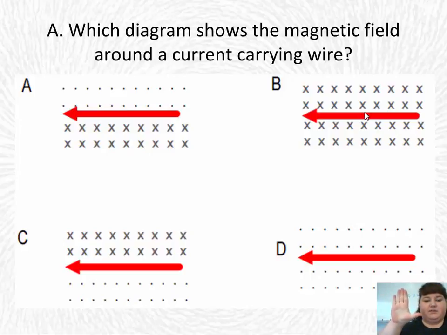So our thumb should be pointing to the left, and our fingers are going to curve in first and then out. So remember, in means X's, and out of the board on the bottom will be dots. So the answer should be C on this one.